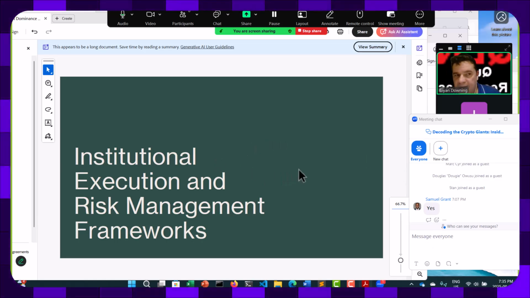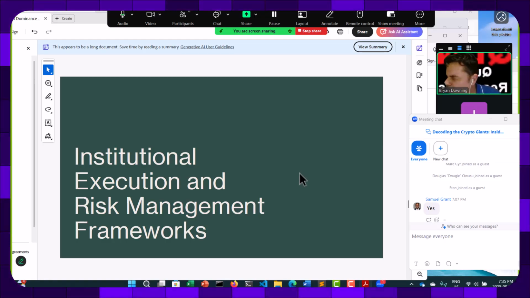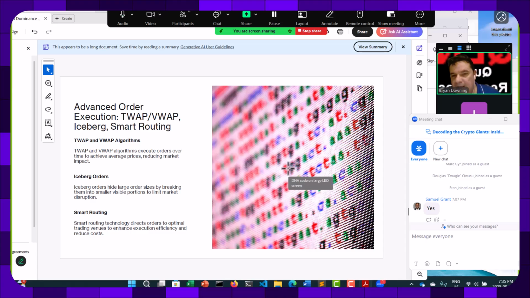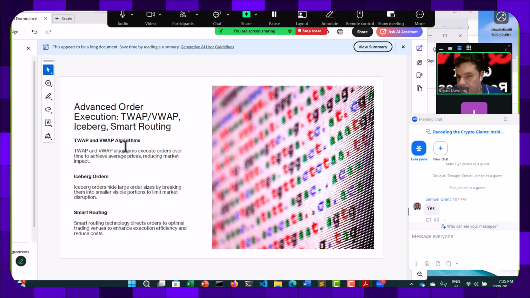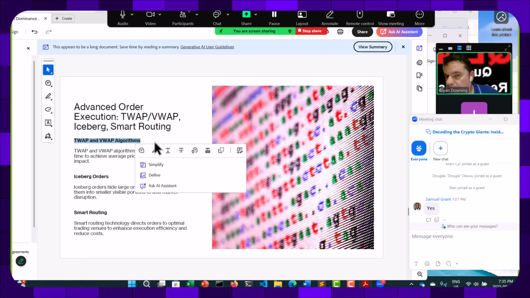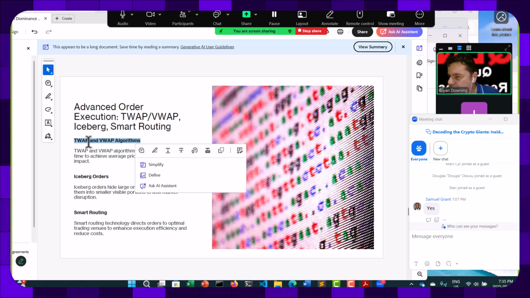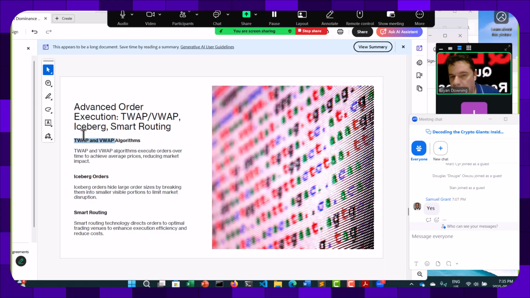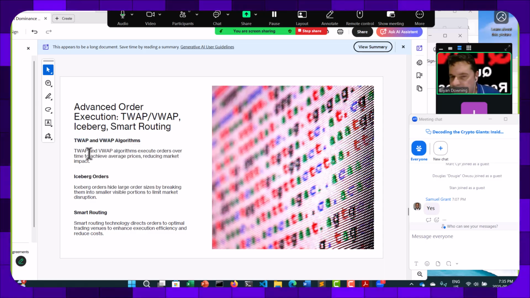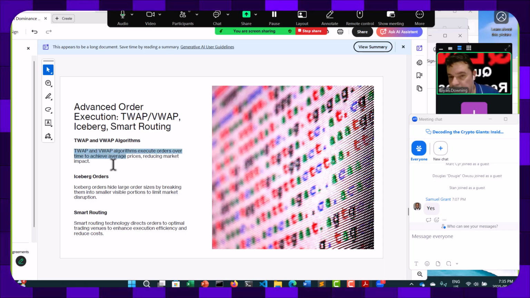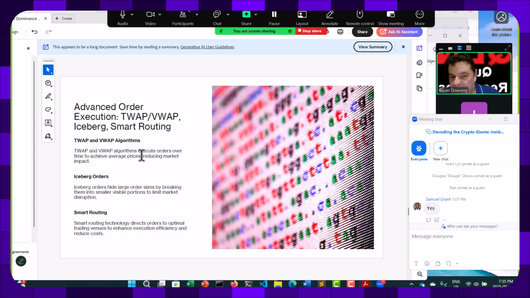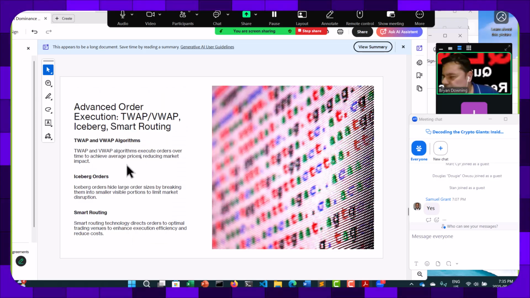Okay, so how do these firms execute these trades and what are the risk management frameworks that are involved? As I said, there's iceberg. There's these two different ones: one's called time weighted average pricing, and volume weighted average pricing as well. So these are different types of strategies you can use across average pricing, I guess, that helps reduce the market impact.